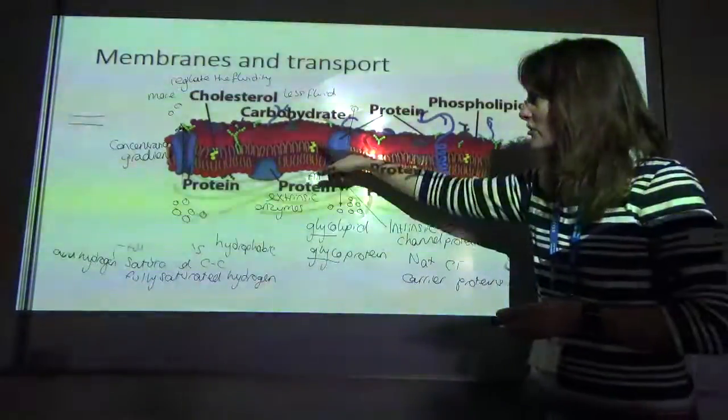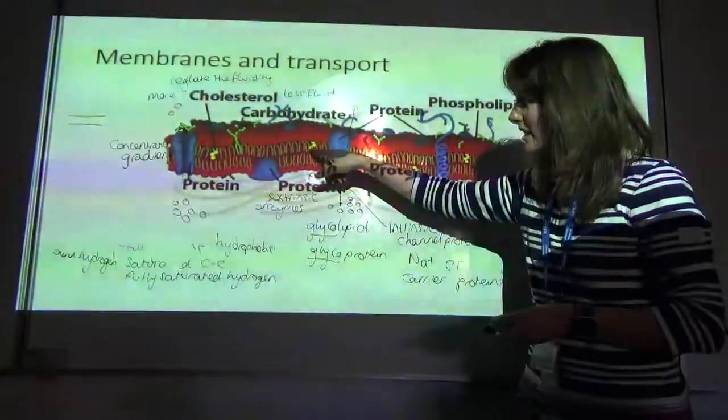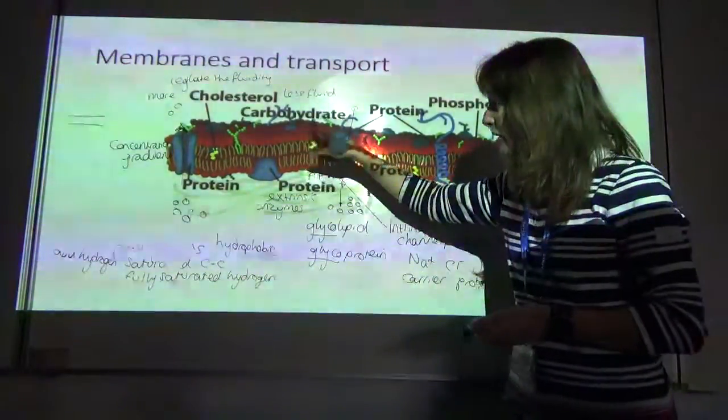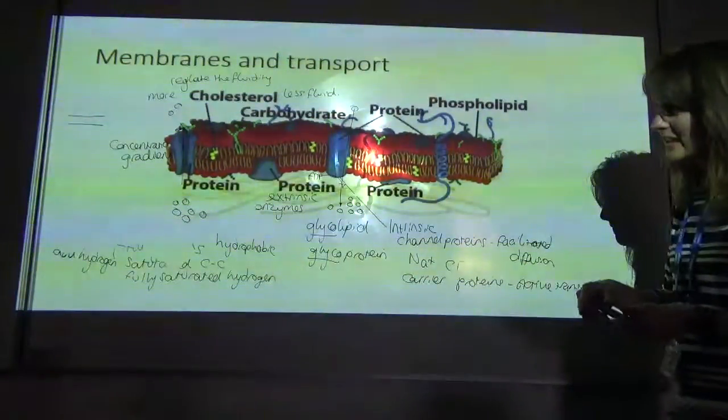You have cholesterol, which acts to regulate the fluidity of the membrane. The more cholesterol there is, the less fluid the membrane is. You have glycolipids, which can interact with water. They can also act as cell signalling.